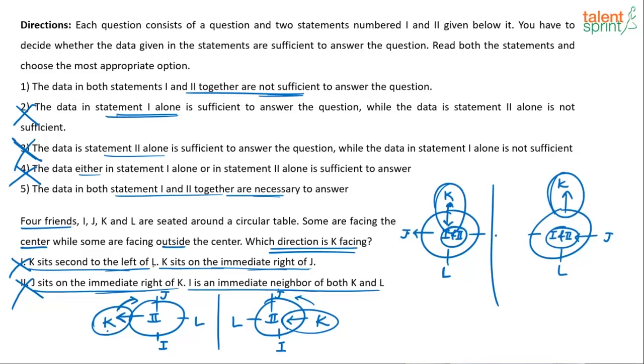Don't go with the idea that it's going to take so much time in the exam, because we are discussing in detail. But you know that even if you combine both of them together, nothing is conclusive. J facing inwards, K facing outwards is possible. Both will be right to each other. J facing outwards, K facing inwards is possible. Even then both will be right to each other. So I cannot find out the exact direction of K. Both the possible directions are applicable here. So even the combination does not give you the answer. Hence option 1 is the answer here. The data in both statements 1 and 2 together are not sufficient to answer this question.